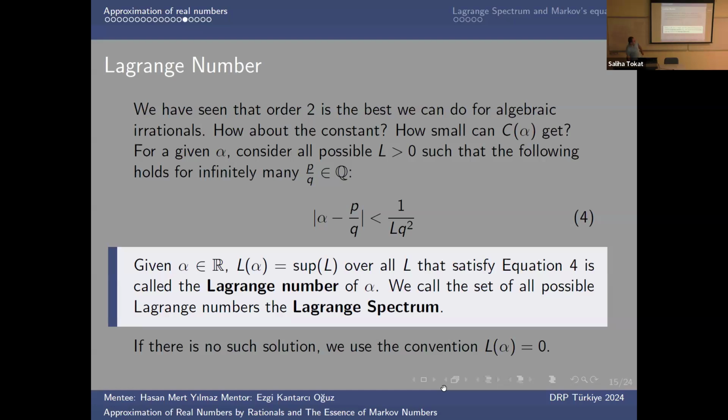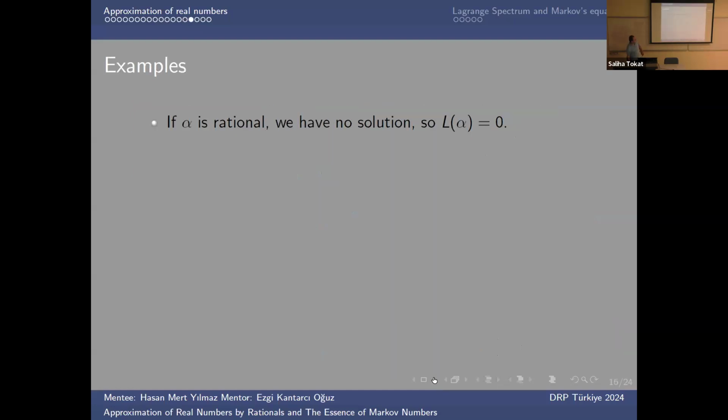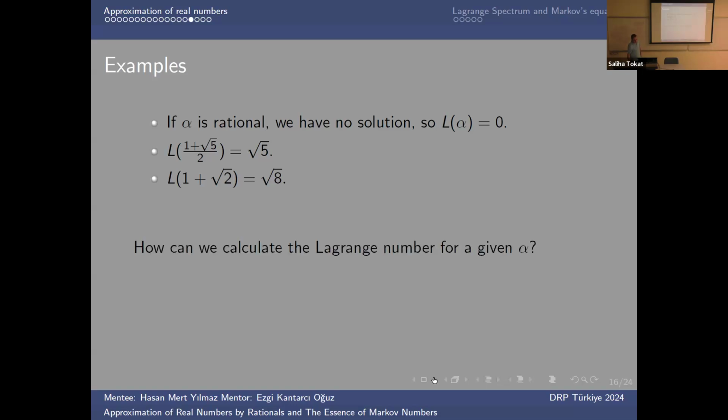Now we know that L of any rational number is 0. Also, we have some examples. The Lagrange number of the golden ratio, 1 plus square root 5 over 2, is square root of 5. The Lagrange number of this number, the limit of L numbers, is square root of 8.